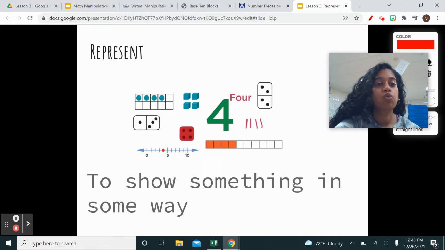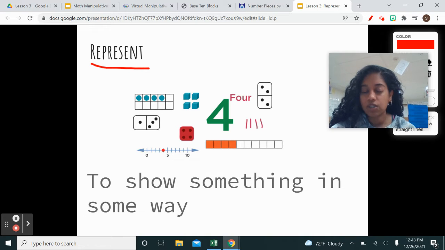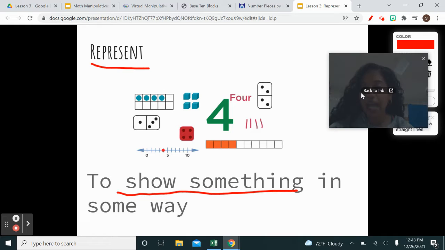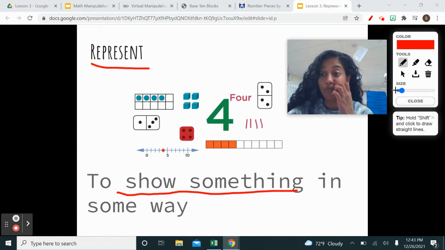The first one is to represent. So if you remember, what does represent mean? It means to show something in some way. So we have all these different ways that we can represent. We have our number form, our word form. We have some base 10 cubes, some dice. We have all these different ways that we can represent.